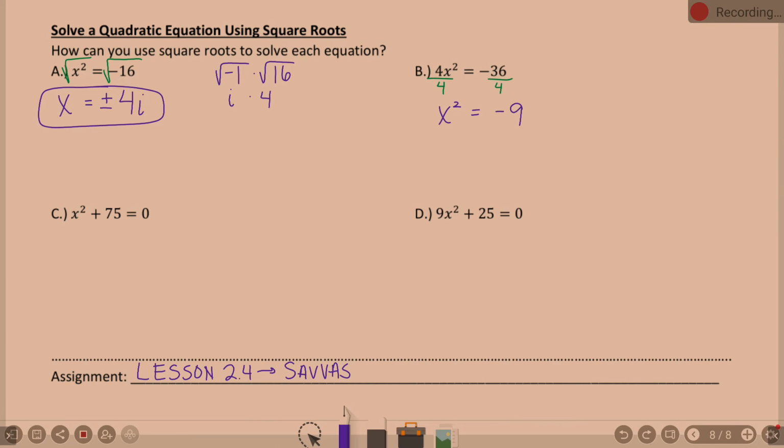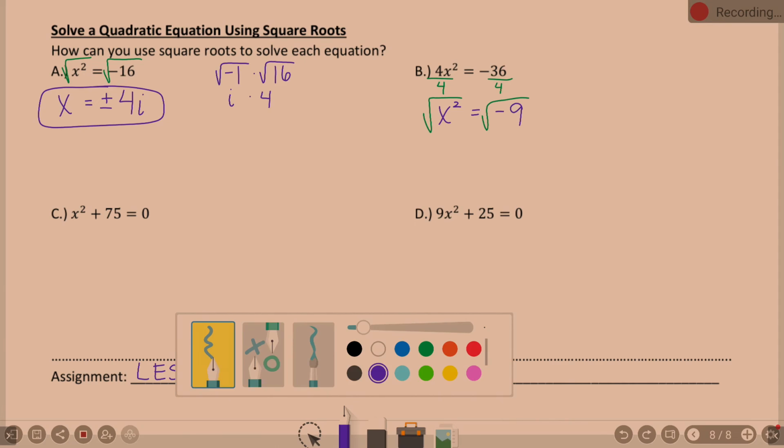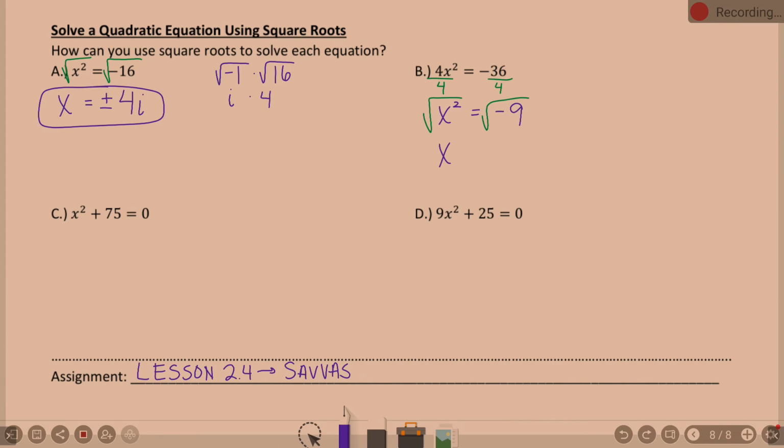How do I solve if it's x squared equals negative 9? We're going to take the square root. Once you get the x squared by itself, take the square root. Square root of x squared is x. What's the square root of negative 9? Plus or minus. The square root of 9 is 3. The square root of the negative is i. So plus or minus 3i, because we're doing the square root of negative 1 times the square root of 9.